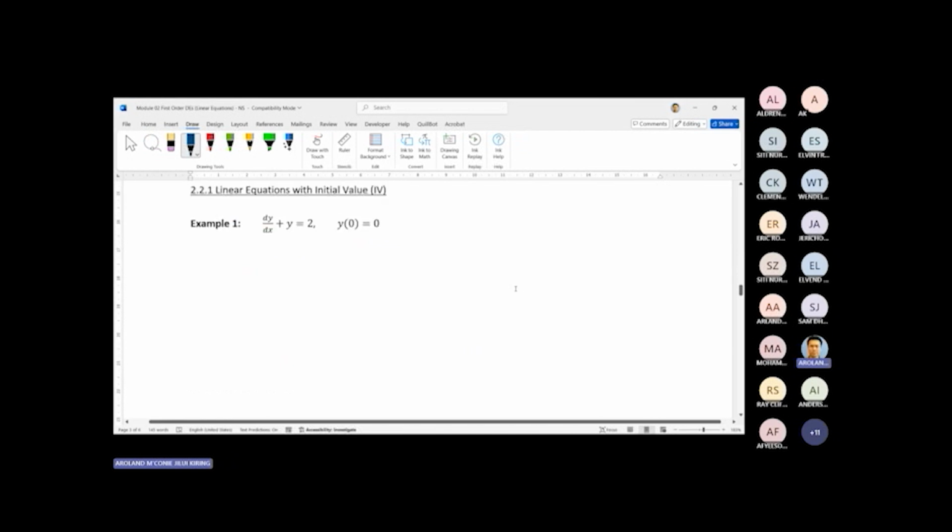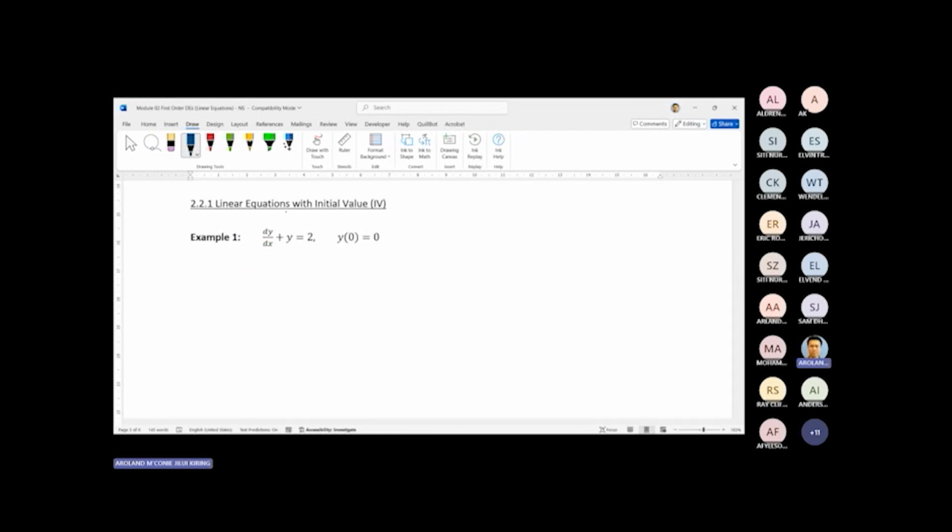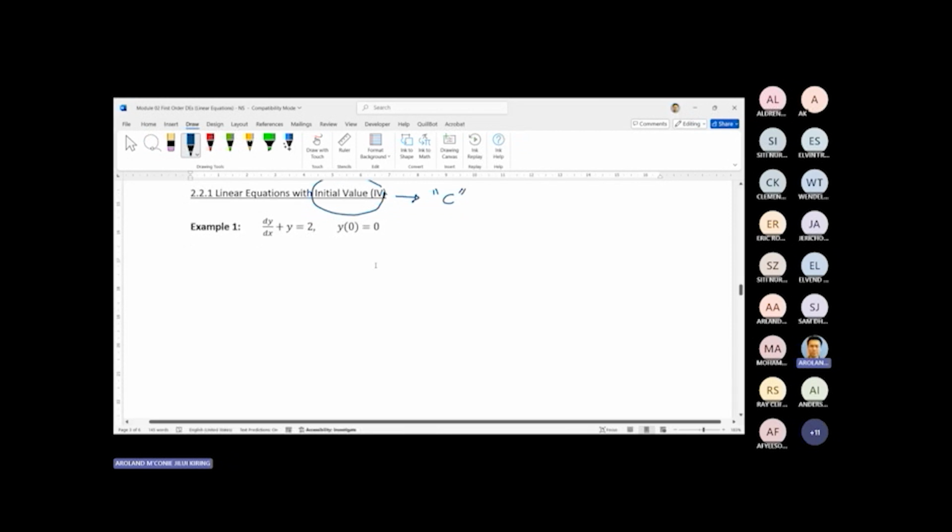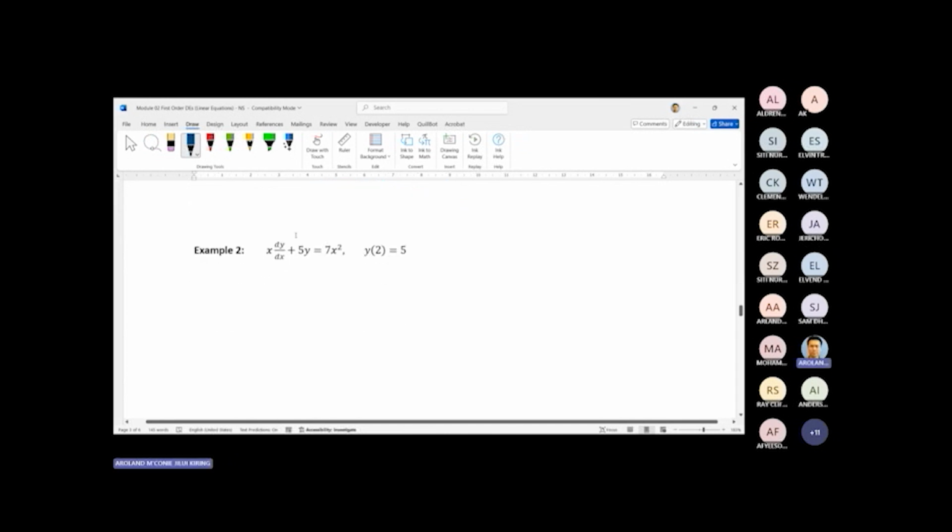And we look at examples that have initial values. If you have an initial value, it means you must be able to find what your constant's value is. So example one, you can try by yourself. We go for the difficult example, which is example 2.